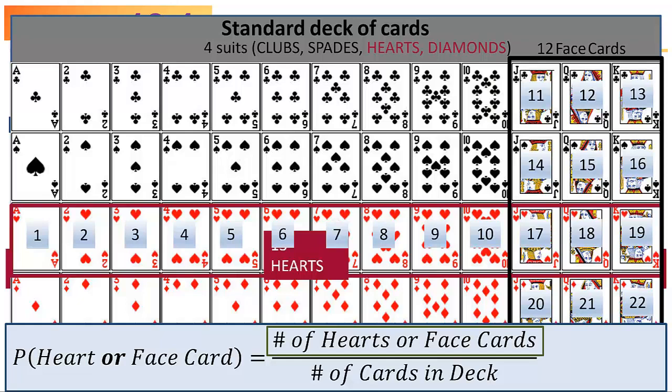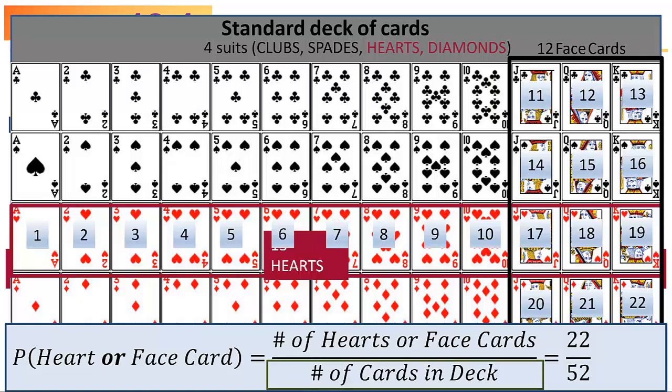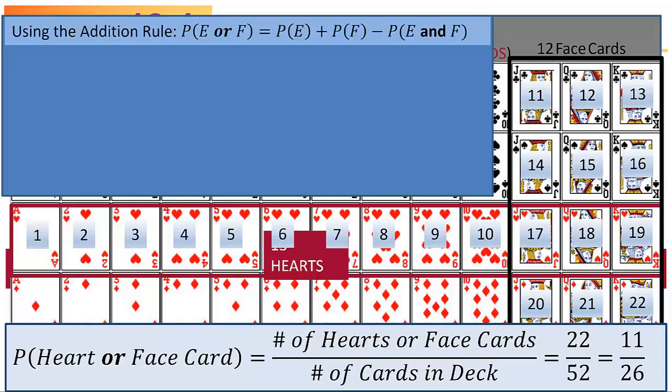If you just count, you'll see that there are 22 of them over the number of cards in the deck, which is 52. So you get 22 over 52, and if you want to reduce it, you get 11 over 26. Suppose I wanted to actually use that addition rule rather than just figure it out as I just did here. It would still work.